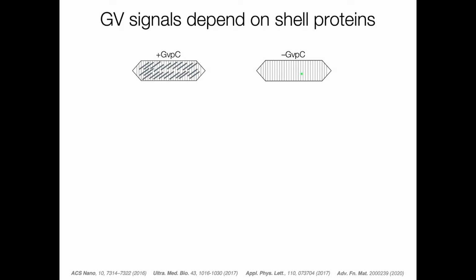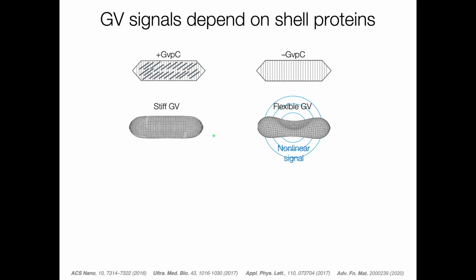And the consequence of that is that when we apply a sound wave, which is a pressure wave that's coming through and pressurizing and depressurizing, the stiff gas vesicle won't deform very much, but the flexible one will buckle, just like an empty soda can if you squeeze on it. And the buckling is reversible because then you have compression and then you have rarefaction. So it's buckling back and forth. And this produces nonlinear signal that we can detect with ultrasound pulse sequences.